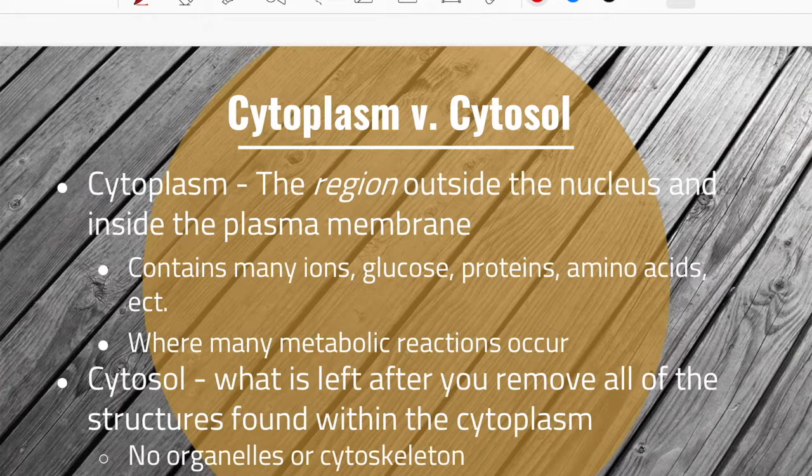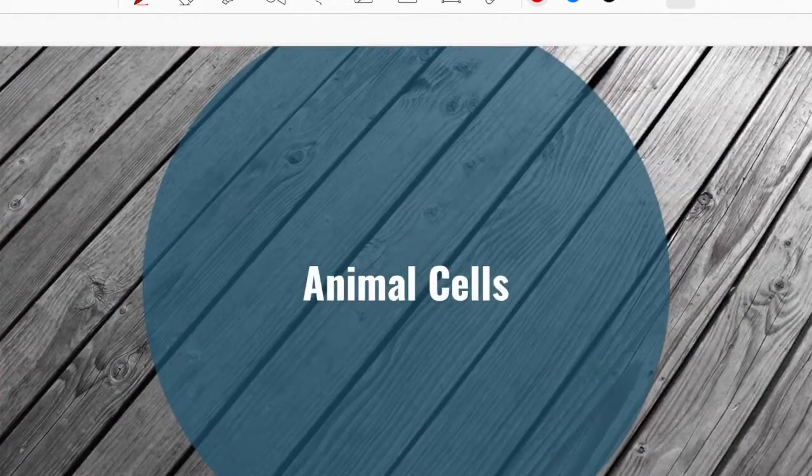And then the cytosol is what is left after you remove all of the structures. So we take out the Golgi apparatus and the lysosomes and all those organelles. What is left, that gel-like fluid, is your cytosol.